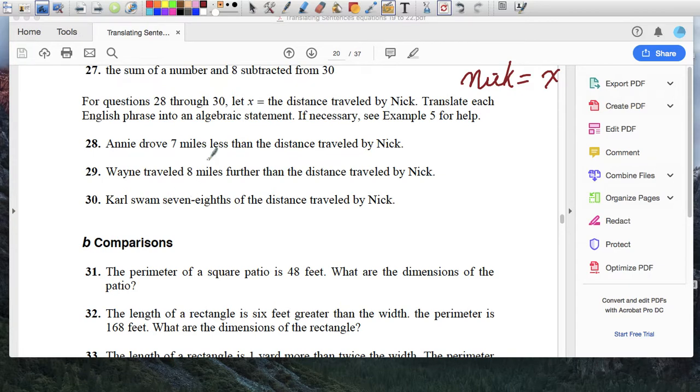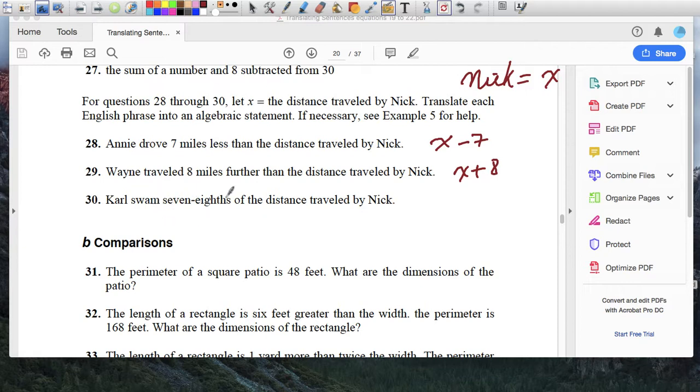Annie drove 7 miles less than traveled by Nick. So whatever Nick drove, which we know is x, we're going to subtract 7, and that should give us what Annie drove. Wayne traveled 8 miles further than Nick. So to find out how many miles Wayne drove, we would take whatever Nick drove and simply add 8. And that would give us Wayne.